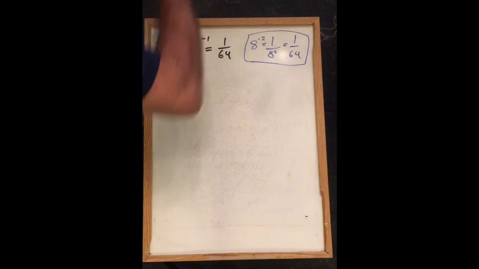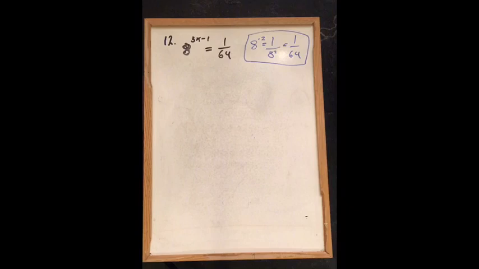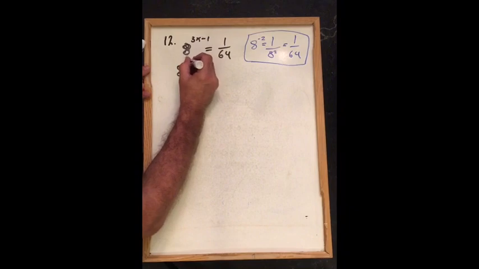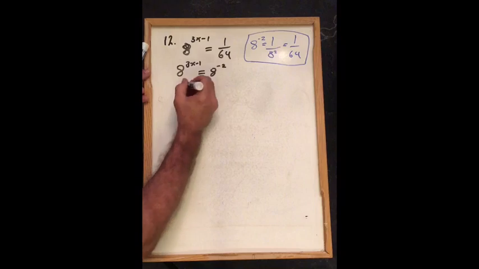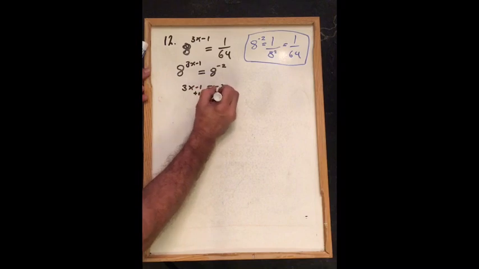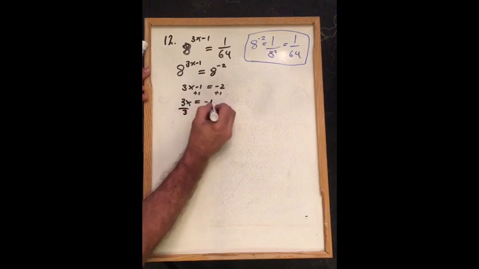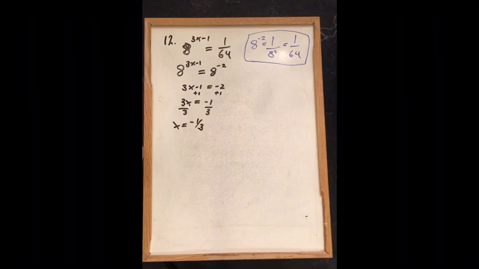For problem 12, I have 8 raised to the 3x minus 1 is equal to 1 over 64. Take a note over here that 8 raised to the negative 2 is 1 over 8 to the positive 2, or 1 over 64. So I can rewrite this as 8 to the 3x minus 1 is equal to 8 to the negative 2. Drop the base to get 3x minus 1 equals negative 2. Then I'm going to add 1 to both sides to get 3x equals negative 1. And then divide by 3 to get x equals negative 1 over 3. Okay, and there's your answer there.